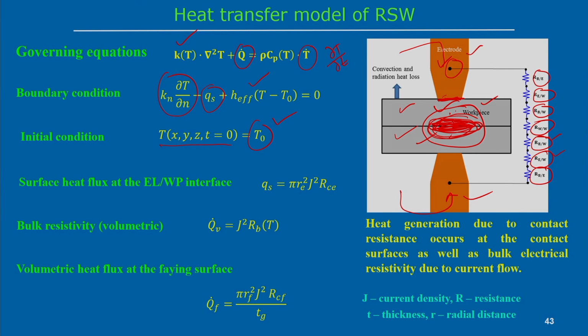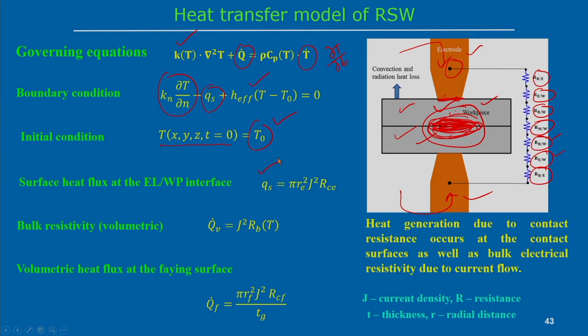Once we define the same governing equation and boundary condition, the only difference as compared to the other rolling process is how we represent the heat flux or volumetric heat generation. Here we can see the surface heat flux can be represented like this, because surface heat flux is basically pi r square J square R C. J is the current density and R C is the contact resistance. So, this is the heat generation at this particular point, the surface heat flux at the interface between the electrode and the workpiece.